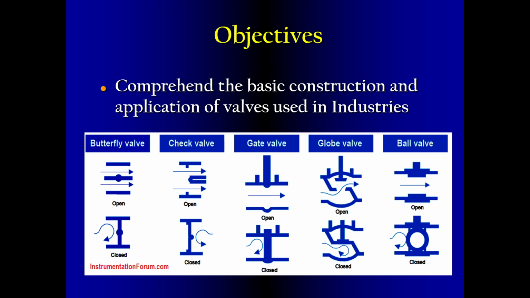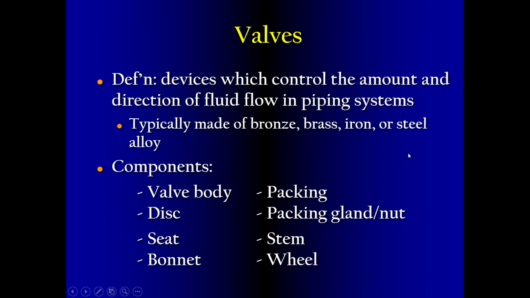One by one, we are discussing the butterfly valve, check valve, gate valve, globe valve, and also the ball valve. So let's move on. The basic definition of a valve: a valve is a device which controls the amount and direction of fluid flow in a piping system. Valves are basically made of bronze, brass, iron, or steel alloy.